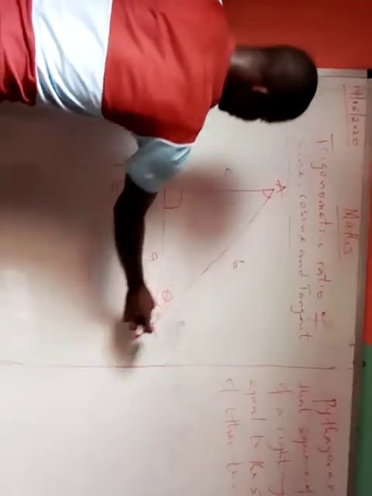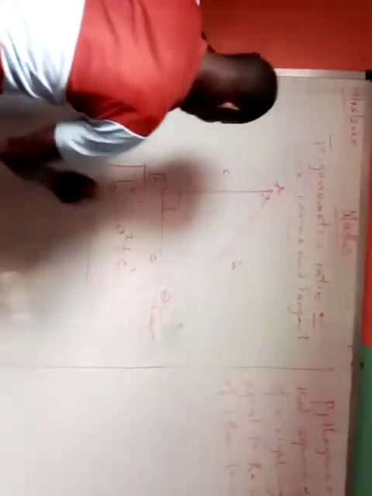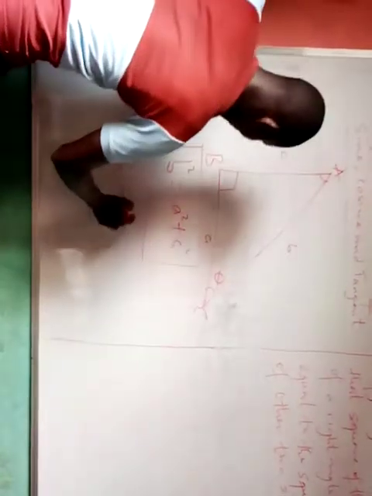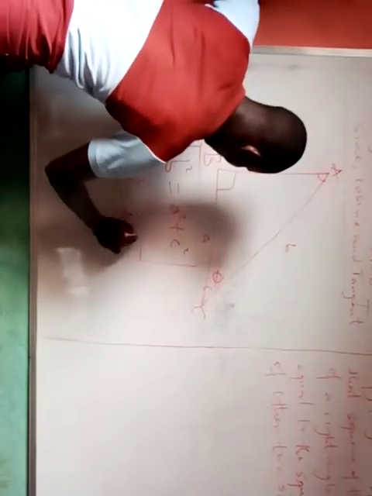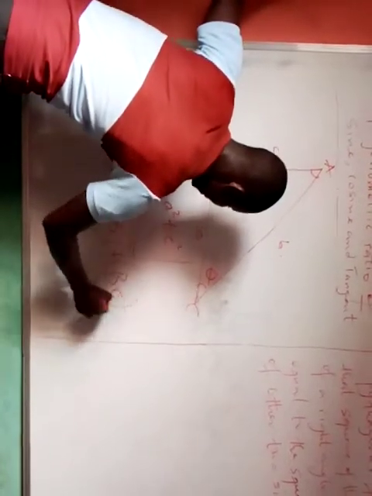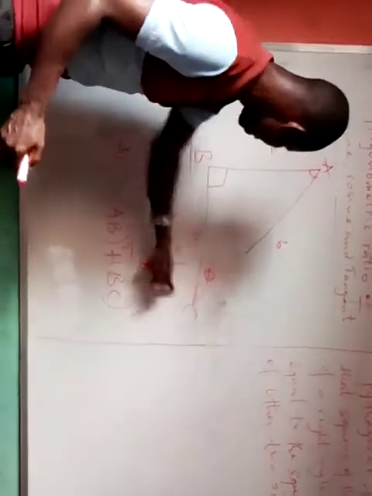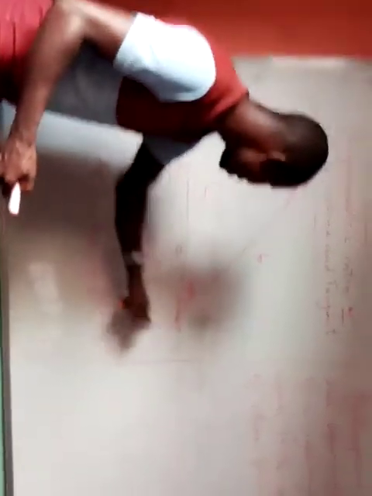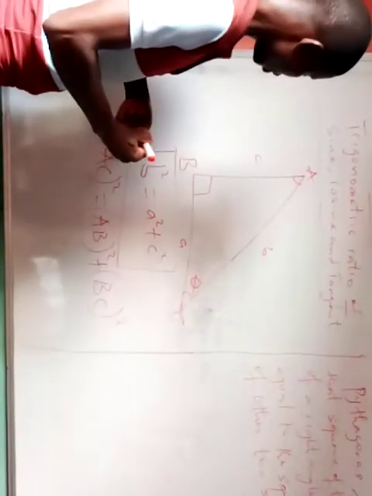That is, AC is the longest side. So we have what? The square of AC is equal to the square of AB plus the square of BC. So the square of AC is equal to the square of AB plus what? The square of BC. So you can have it this way.